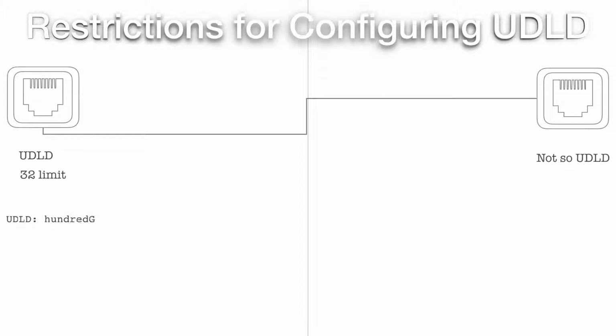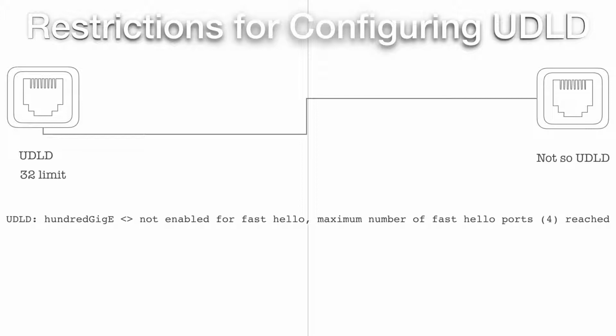If this number is reached, then fast UDLD is not enabled on additional ports and an error message will be printed on the console. LoopGuard works only on point-to-point links. We recommend that each end of the link has a directly connected device that is running STP.